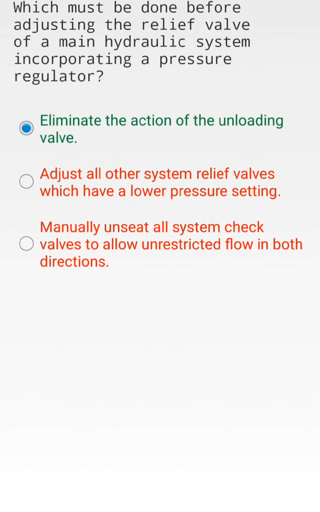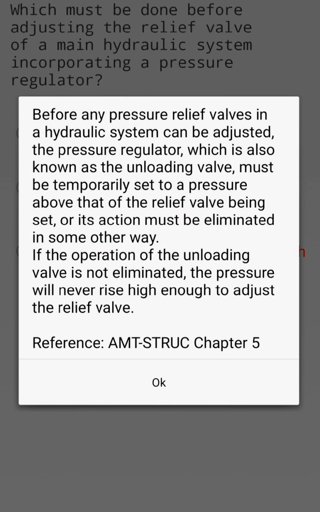What must be done before adjusting the relief valve of a main hydraulic system incorporating a pressure regulator? Eliminate the action of the unloading valve. Before any pressure relief valves in a hydraulic system can be adjusted, the pressure regulator, which is also known as the unloading valve, must be temporarily set to a pressure above that of the relief valve being set, or its action must be eliminated in some other way. If the operation of the unloading valve is not eliminated, the pressure will never rise high enough to adjust the relief valve.